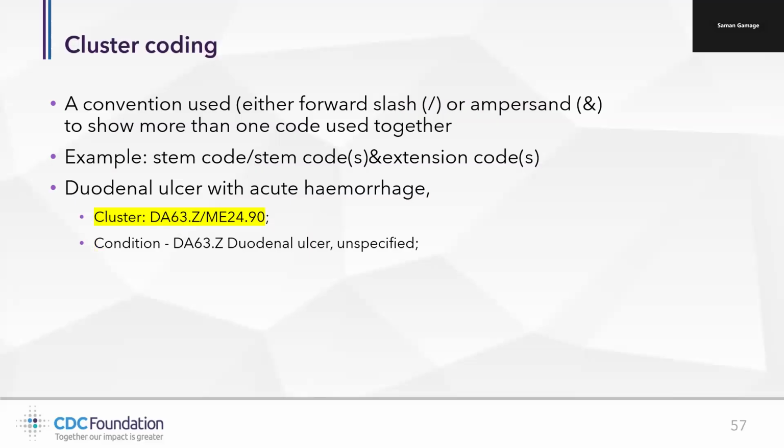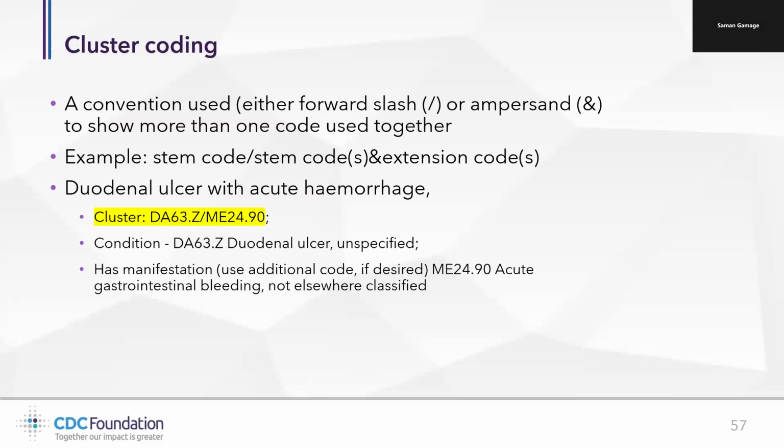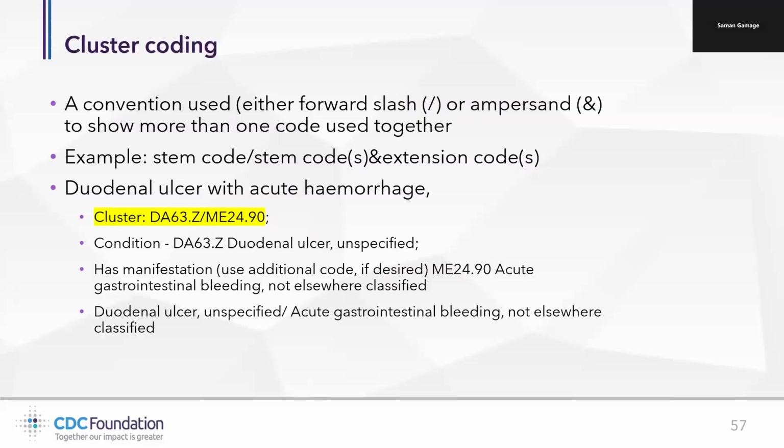The condition DA63.Z is for duodenal ulcer unspecified, which has a manifestation. Therefore, we use an additional code to indicate acute hemorrhage or acute gastrointestinal bleeding. The code is ME24.90. Duodenal ulcer unspecified / acute gastrointestinal bleeding not elsewhere classified.